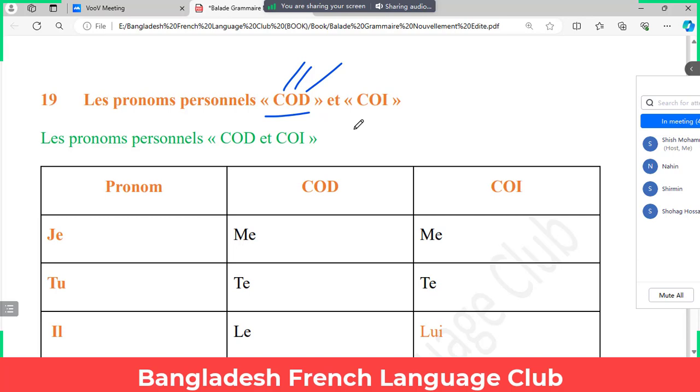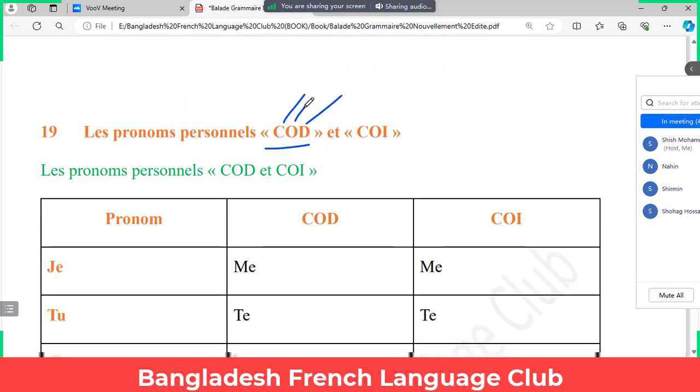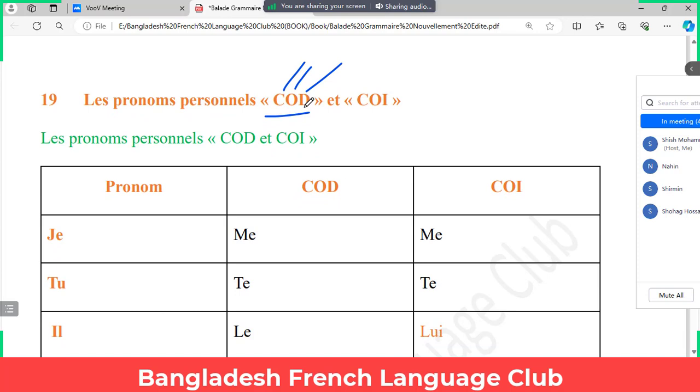So we just were talking about the COD and COI. The abbreviation COD is complément objet direct. In English it is called direct object complement. So in a sentence, if we find that it is a direct object, then we don't always repeat the same thing again and again in our sentences, right? It's bothersome and also not good for the language. So that is why sometimes we need to replace it by something.